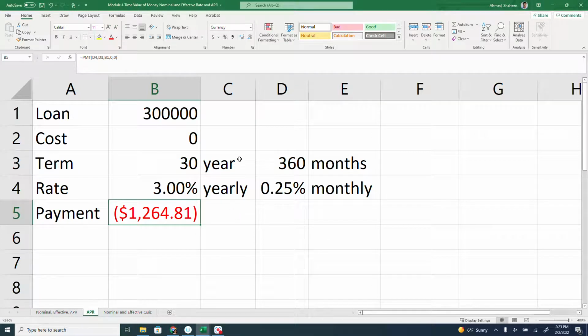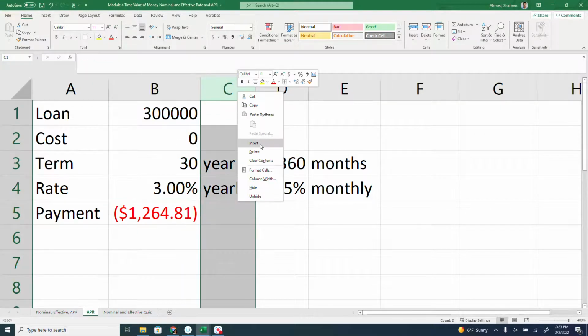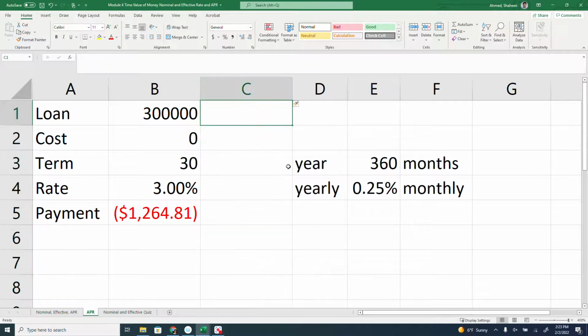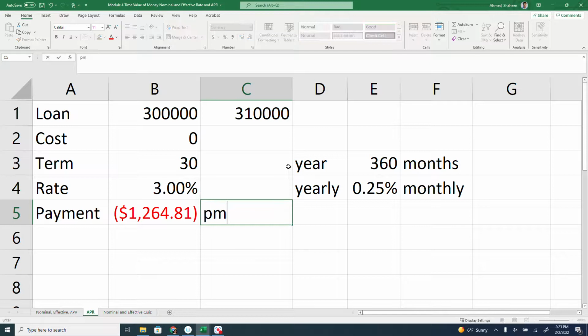Now, a lot of the time, the reason why this annual percentage rate comes into play is that a home loan charges a huge amount of fees. For a $300,000 loan, it could be as high as $10,000. So let's say you get charged $10,000 to get this $300,000 loan. Let's calculate the payment for that.